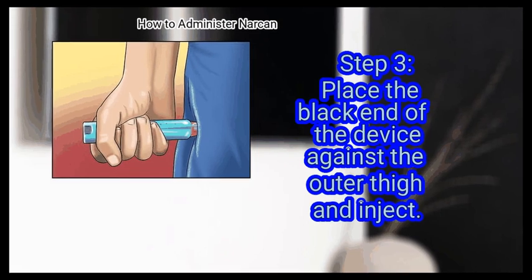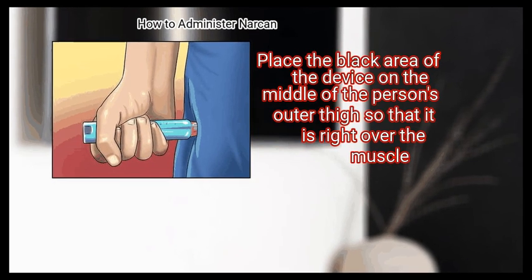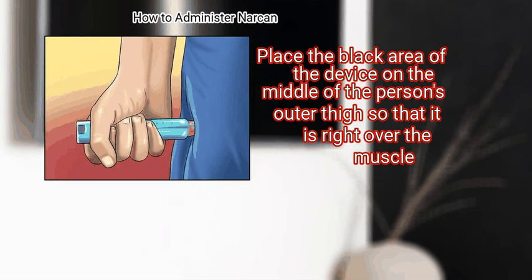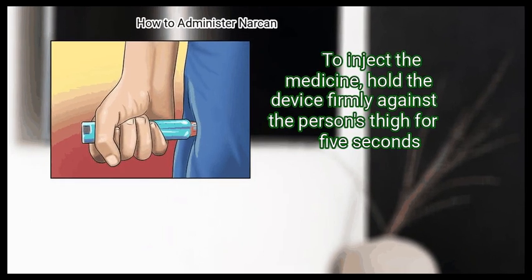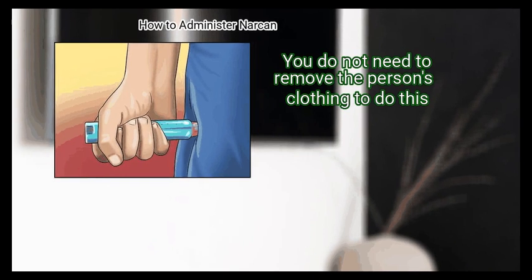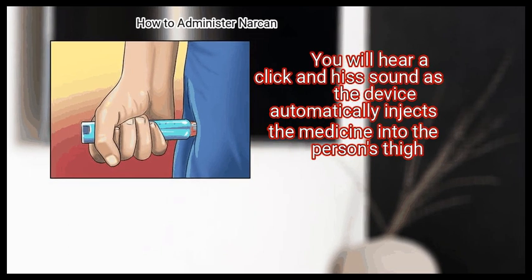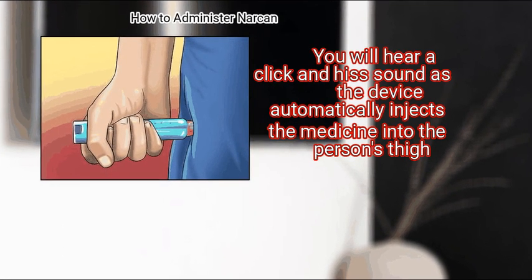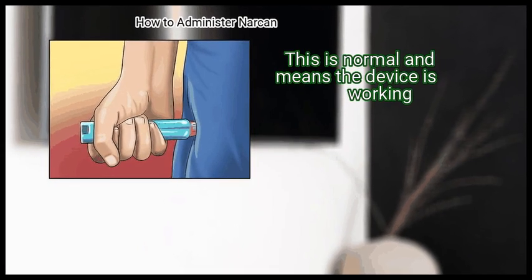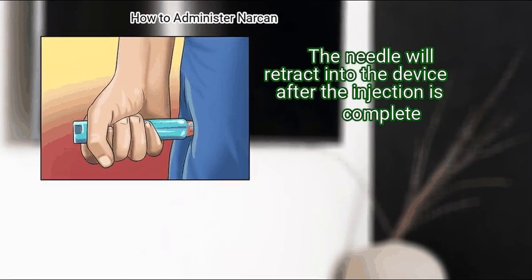Step 3. Place the black end of the device against the outer thigh and inject. Place the black area of the device on the middle of the person's outer thigh so that it is right over the muscle. To inject the medicine, hold the device firmly against the person's thigh for 5 seconds. You do not need to remove the person's clothing to do this. You will hear a click and hiss sound as the device automatically injects the medicine into the person's thigh. This is normal and means the device is working. The needle will retract into the device after the injection is complete.